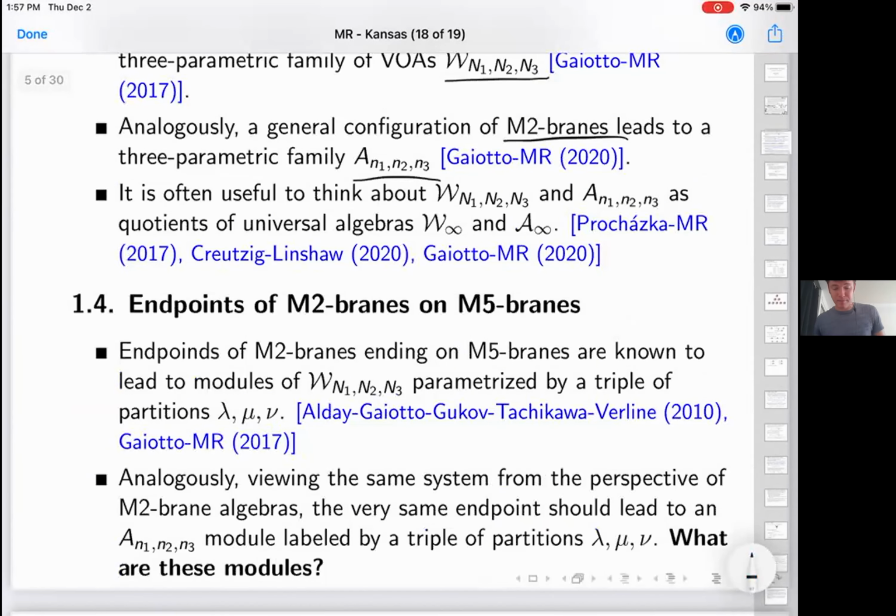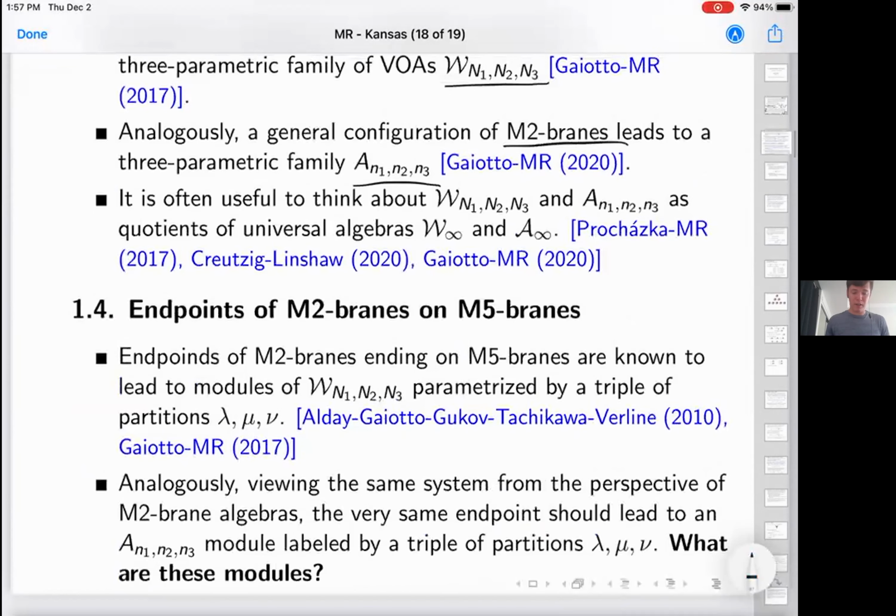For the purpose of our talk, it is actually useful to think about these W, N1, N2, N3 and A, N1, N2, N3 as quotients of some universal algebras that I denote as W infinity and A infinity. And this is actually what we are going to need. I could have defined for you what this general A, N1, N2, N3 and W, N1, N2, N3 is, but we wouldn't get to what I'm planning to talk about today. So we are really going to talk about these universal algebras.